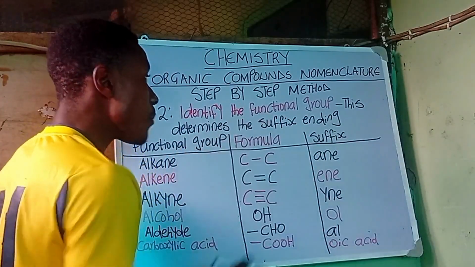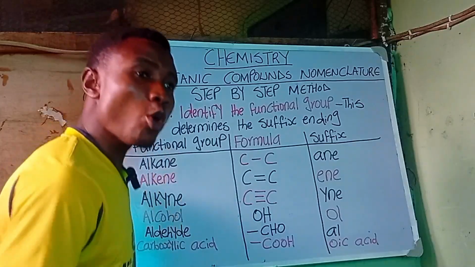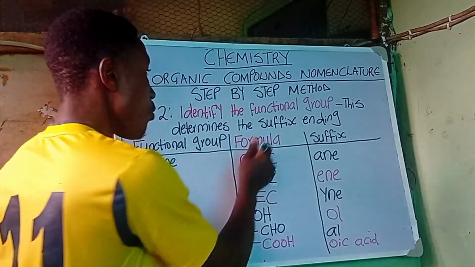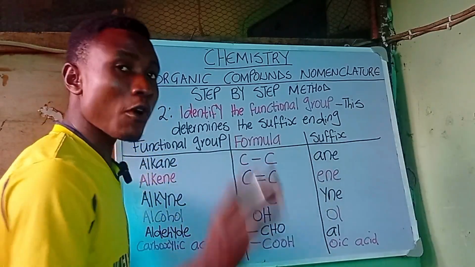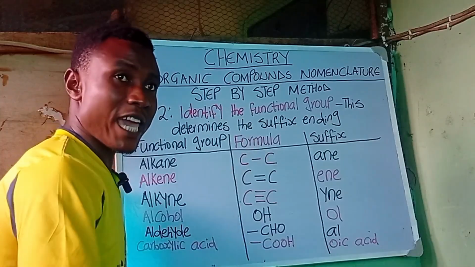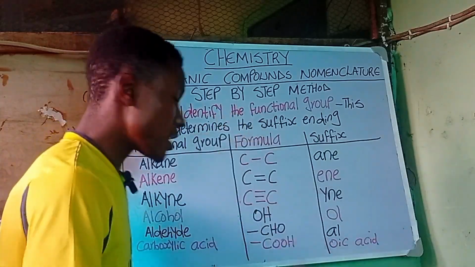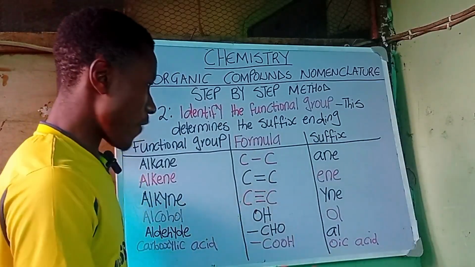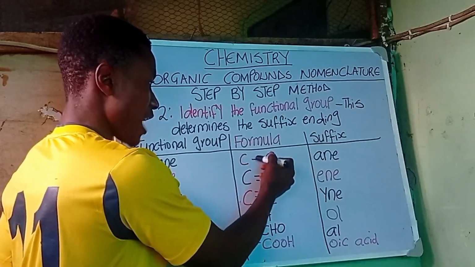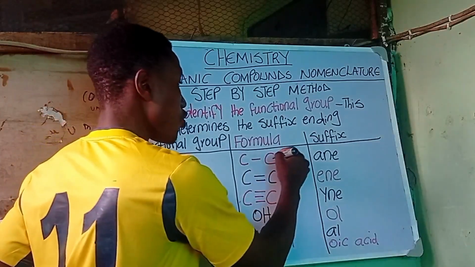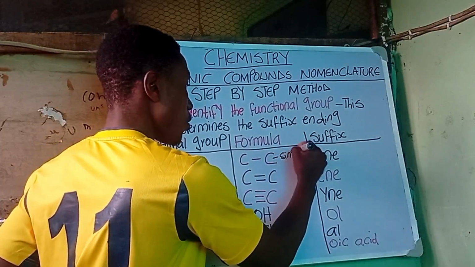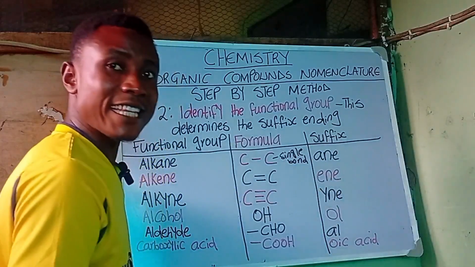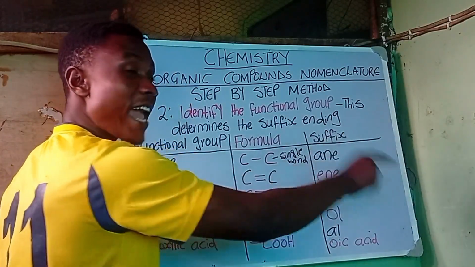So this is a table where you can know the different types of functional groups. We have the functional group here, we have their formula, and we have their suffixes, which you are supposed to put at the end when you see something related to it. The first one is alkane. The formula of alkane is C-C, a single bond. And the suffix is ane.